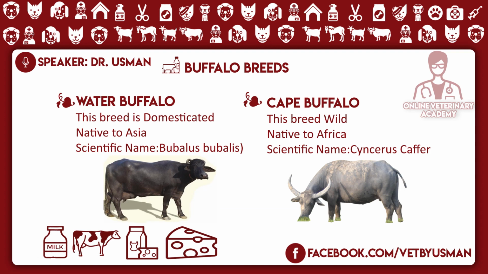So basically, there are two types of buffaloes. One is the water buffalo, and the second is the Cape buffalo. The water buffaloes are domesticated breeds, and these are native to Asia. The scientific name of water buffaloes is Bubalus bubalis. But the Cape buffaloes are wild buffaloes. They are not domesticated. They live in Africa, and their scientific name is Syncerus caffer.